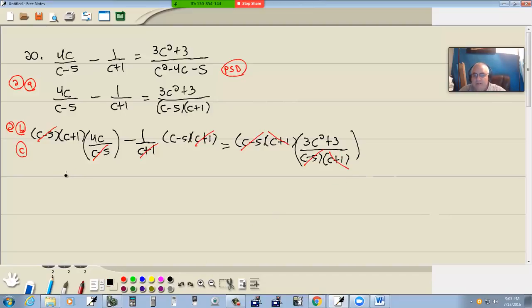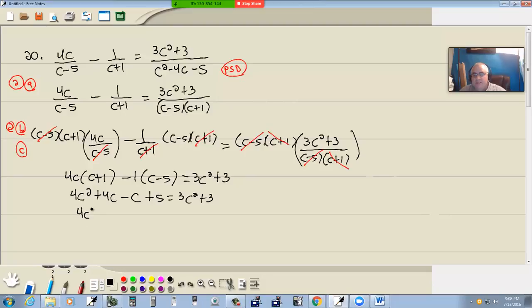So we're left with 4c times c plus 1 minus 1 times c minus 5 equals 3c squared plus 3. 4c times c, distributive property, 4c squared. 4c times 1 is 4c. Negative 1 times c is negative 1c or negative c. Negative 1 times negative 5 is positive 5. Then we got 4c squared, 4c minus c is 3c plus 5 equals 3c squared plus 3.